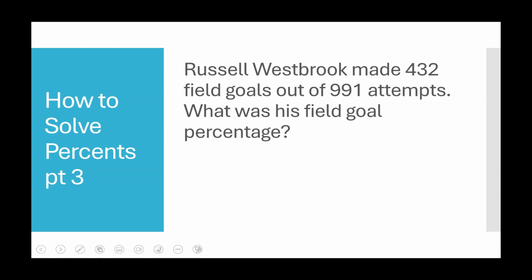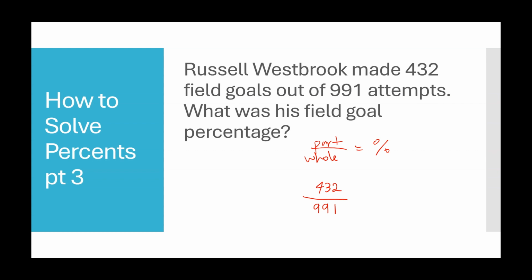All right, different type of percent problem. Russell Westbrook made 432 field goals out of 991 attempts. What was his percentage? So remembering that we are always part divided by whole equals our percent. Our part here is 432. That's how many he made out of the whole number he tried to do, 991. So if we want to get the percent, we're just going to divide those two numbers. And when we do that, what do we get?